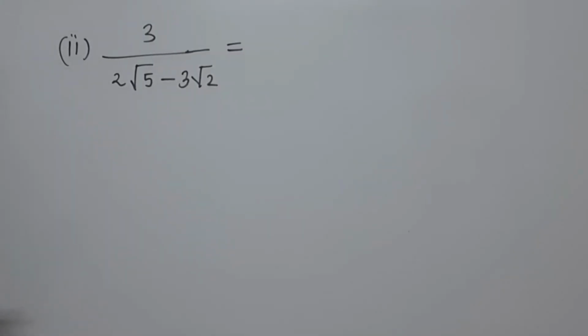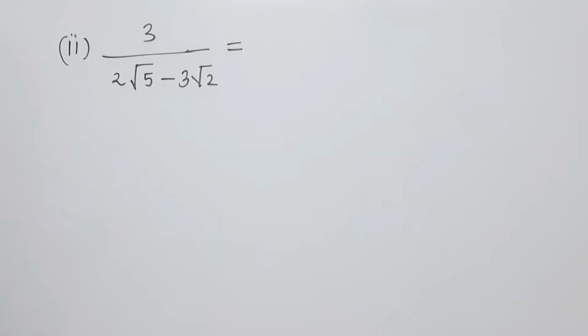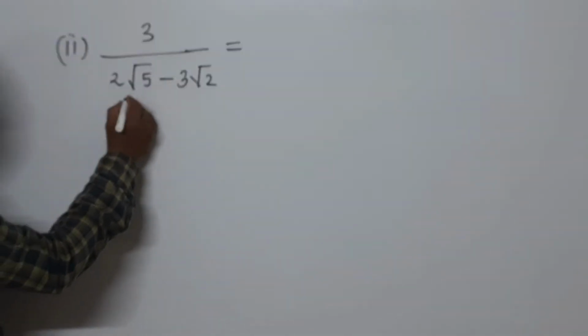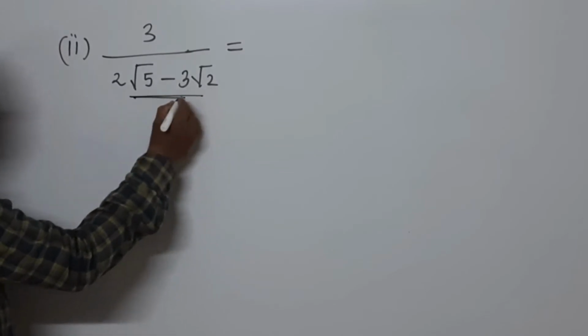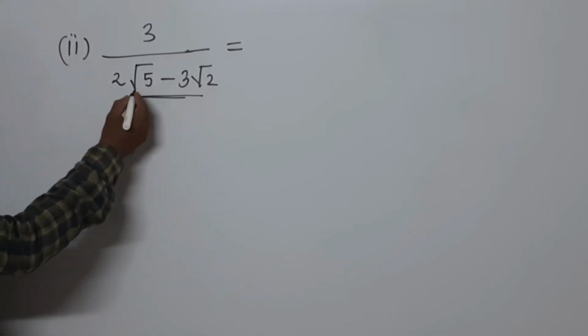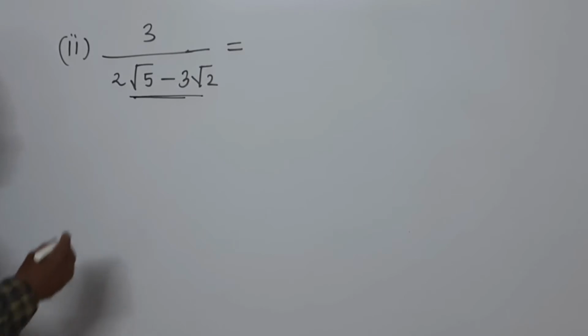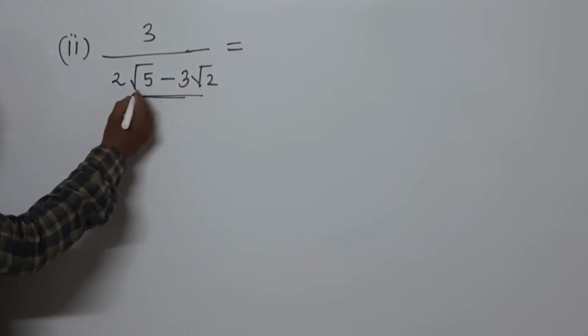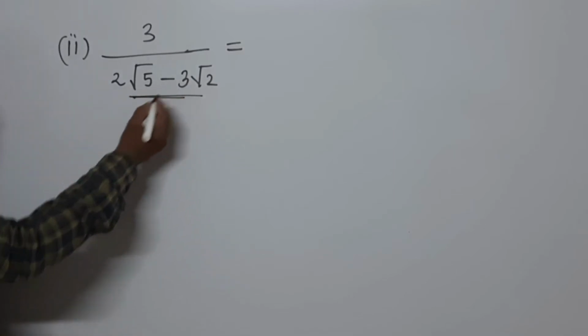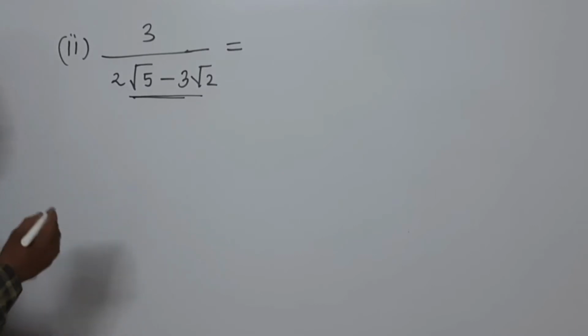Second example, 3 upon 2 root 5 minus 3 root 2. Here we have to rationalize the denominator. We will multiply both numerator and denominator by the conjugate of the denominator. So the conjugate of 2 root 5 minus 3 root 2 is 2 root 5 plus 3 root 2.